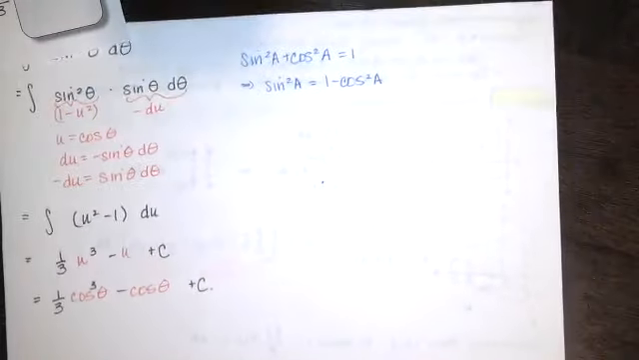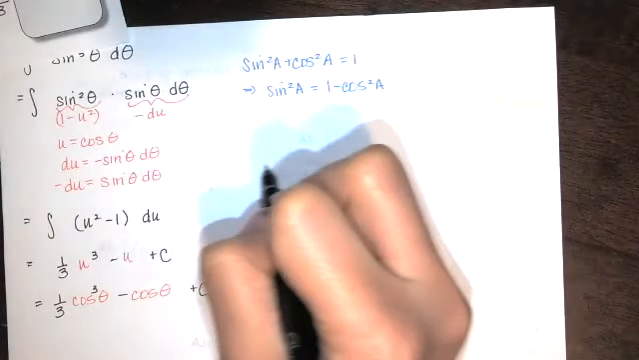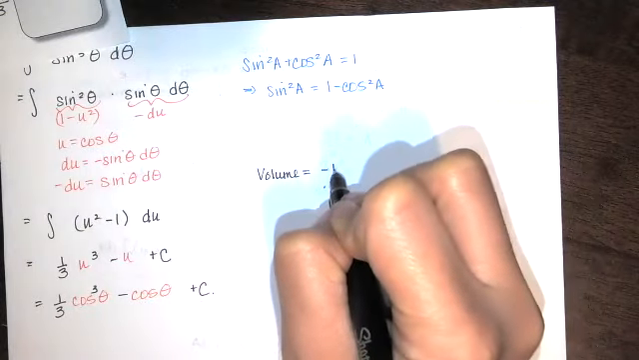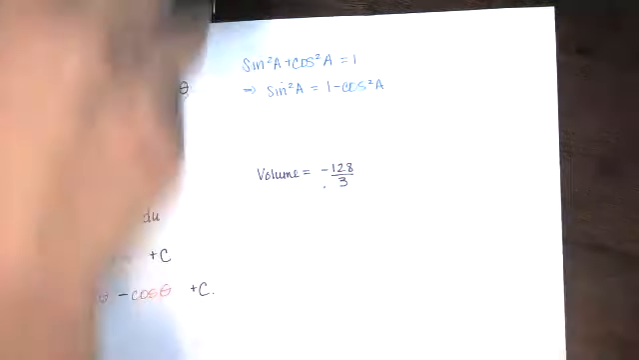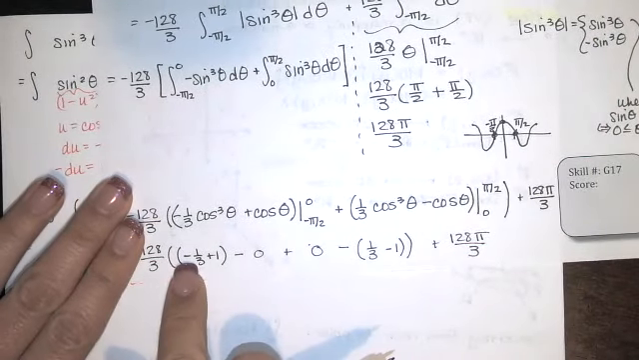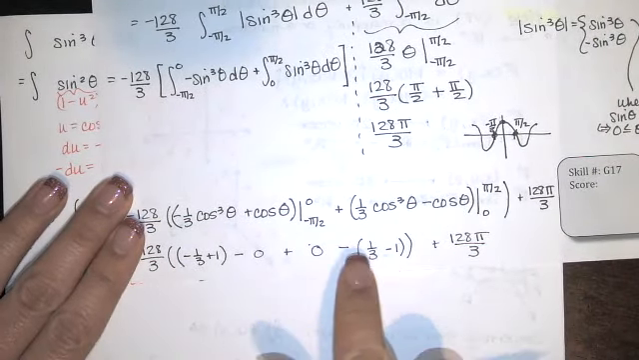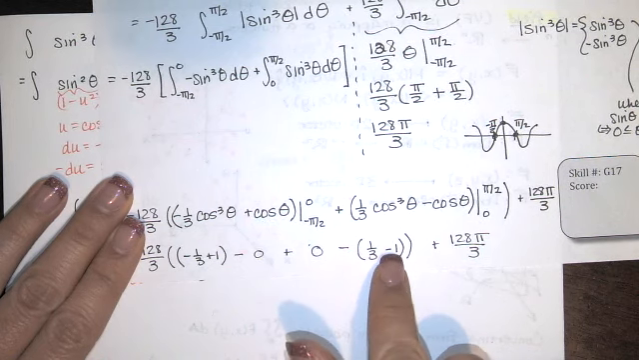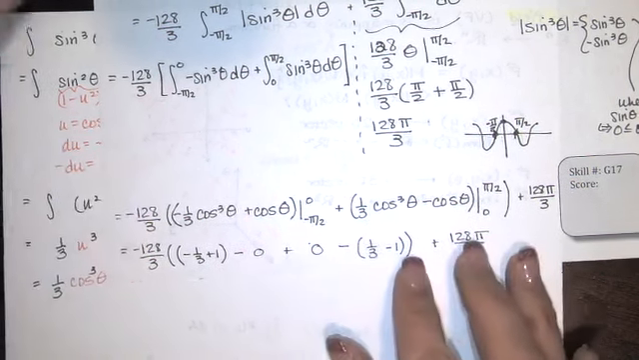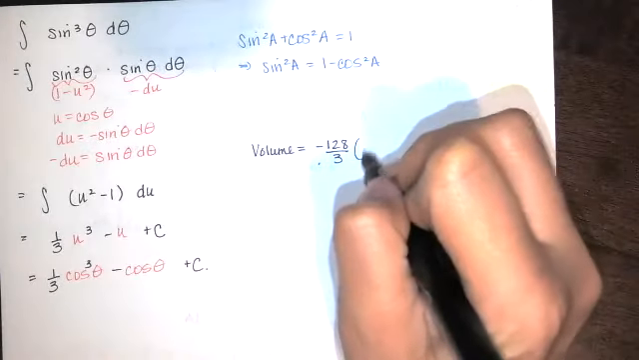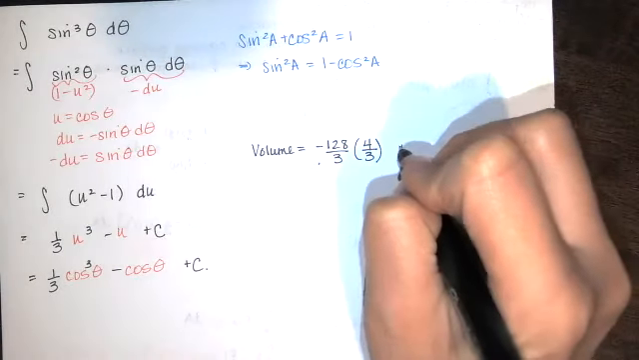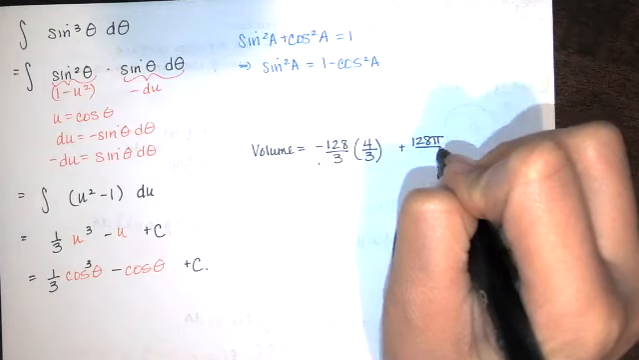So we're almost done. Still trying to find volume. Negative 128 over 3. And this is 1 minus 1/3, which is 2/3. And this is 1/3 minus 1, which is negative 2/3. Negative 2/3 times negative 1 is positive 2/3. So I've got 2/3 and 2/3, it's 4/3. And I'm adding 128 pi over 3 to that.